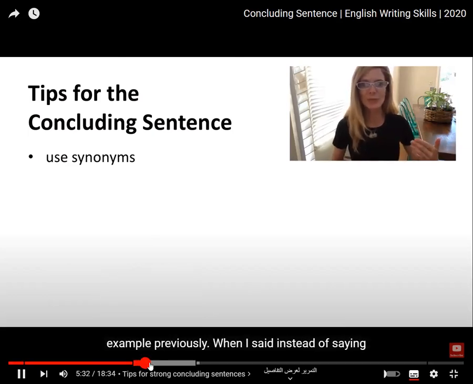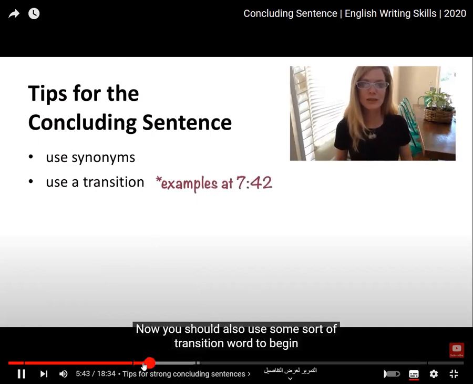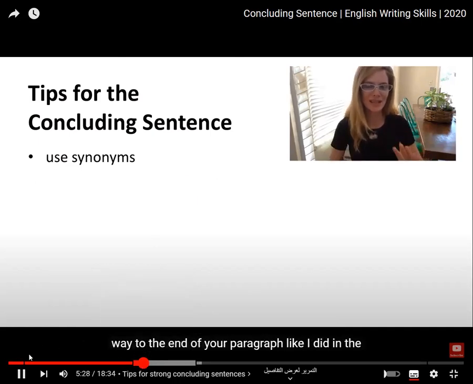Obviously, use some sort of transition word to begin your sentence, all the way to the end of your paragraph. Remember when we said hard work? In the first sentence we said discipline, when we used "marathon involves a lot of..." what? A lot of discipline. But when we wrote the concluding sentence we didn't use discipline; the writer here used hard work.